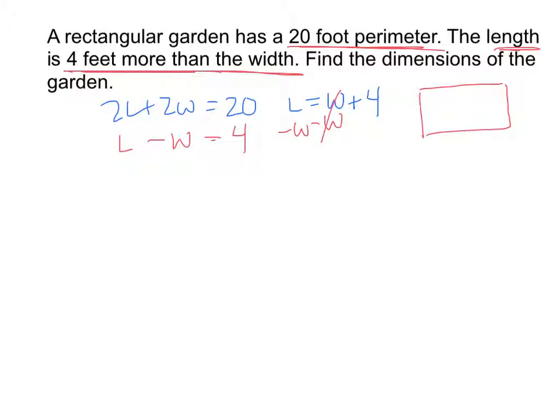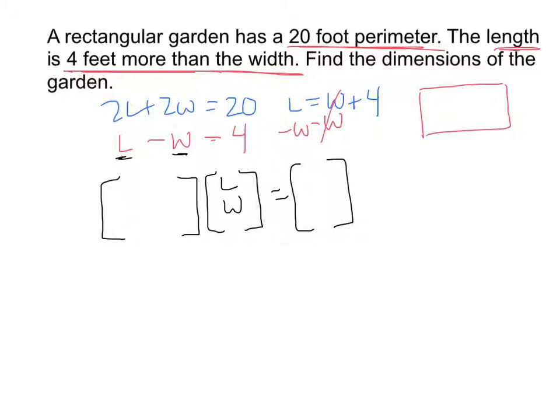Now, since this is 2 variables, 2 equations, I'm ready to set up my matrix equation. We only have the 2 variables, and the order that they're written in is L first and then W, so that's how I'm filling in my matrix. And so this means we're only going to have a 2 by 2 matrix. So coefficients and results or constants, we're ready to go.